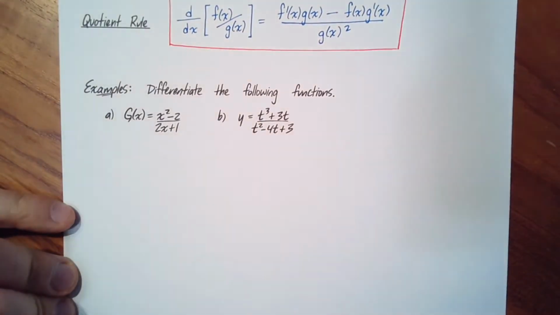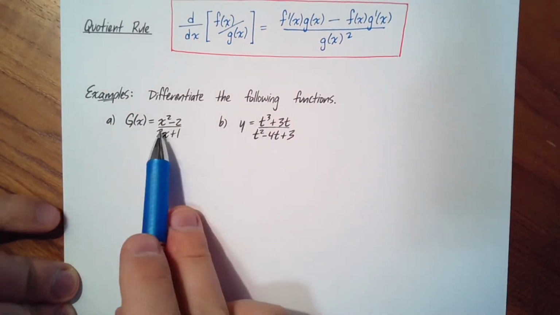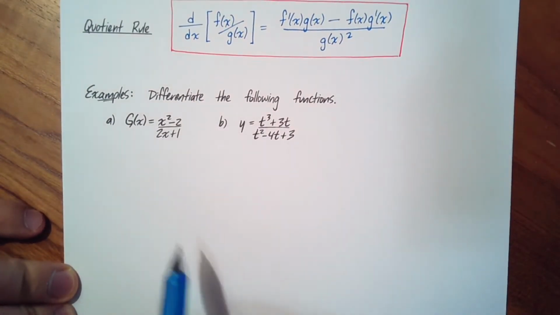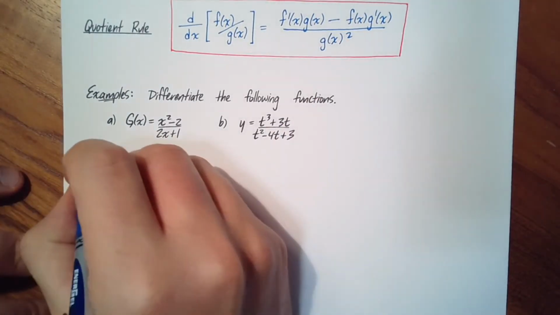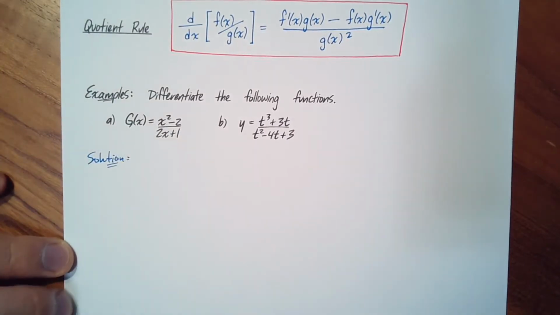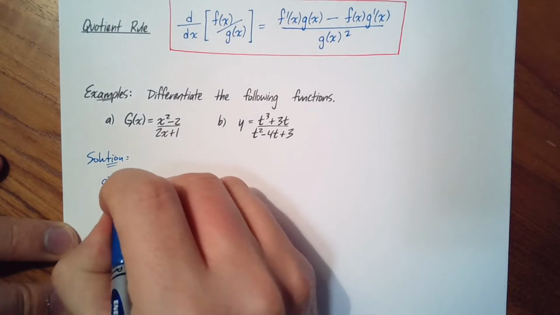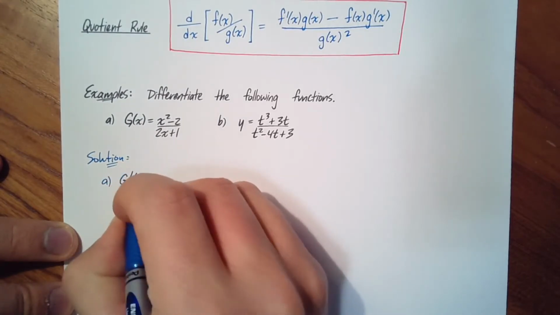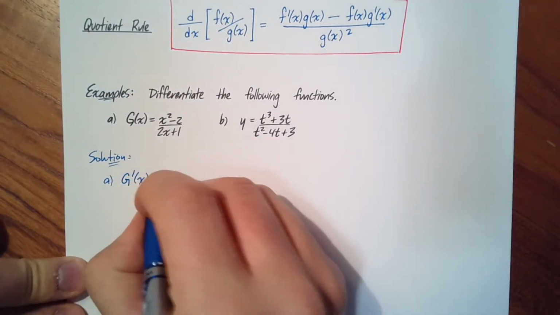But let's look at how to use this rule. We've got two examples here. We want to differentiate these two functions, and they both appear as fractions, so you can see these are good candidates for the quotient rule. Let's start with part A. We've got our function capital G of x, and we want to differentiate it, so we're going to calculate capital G prime of x. Let's apply the quotient rule carefully.